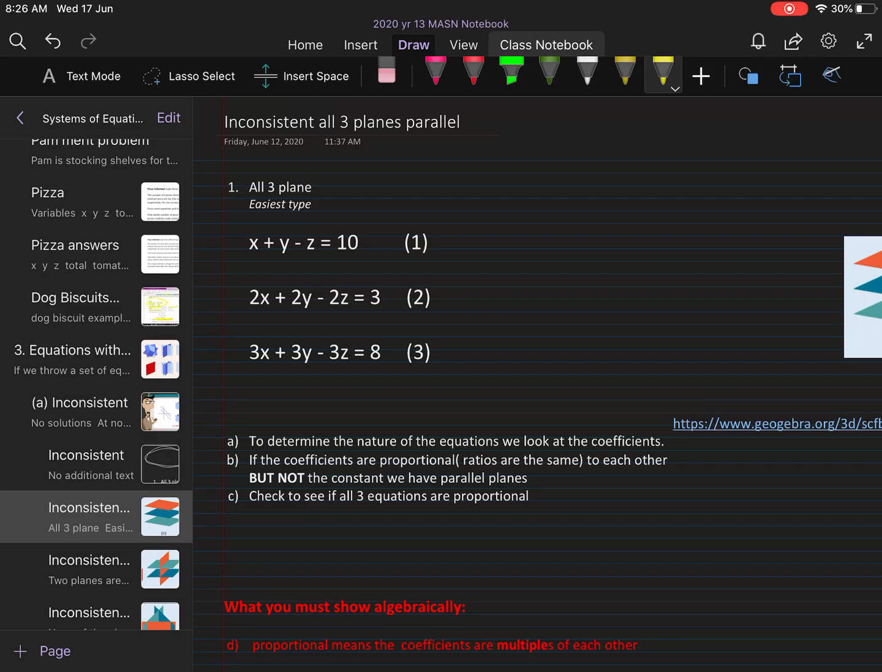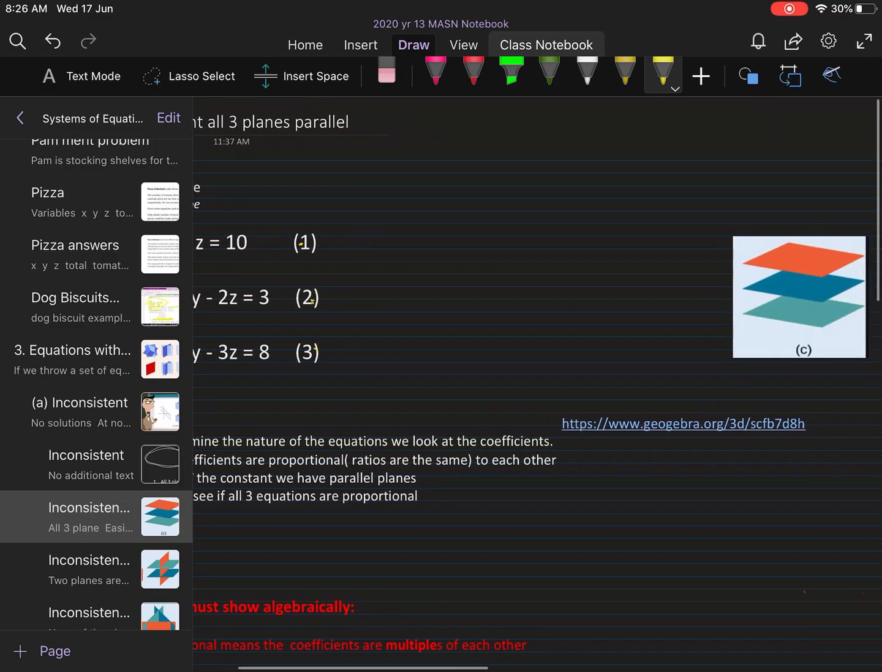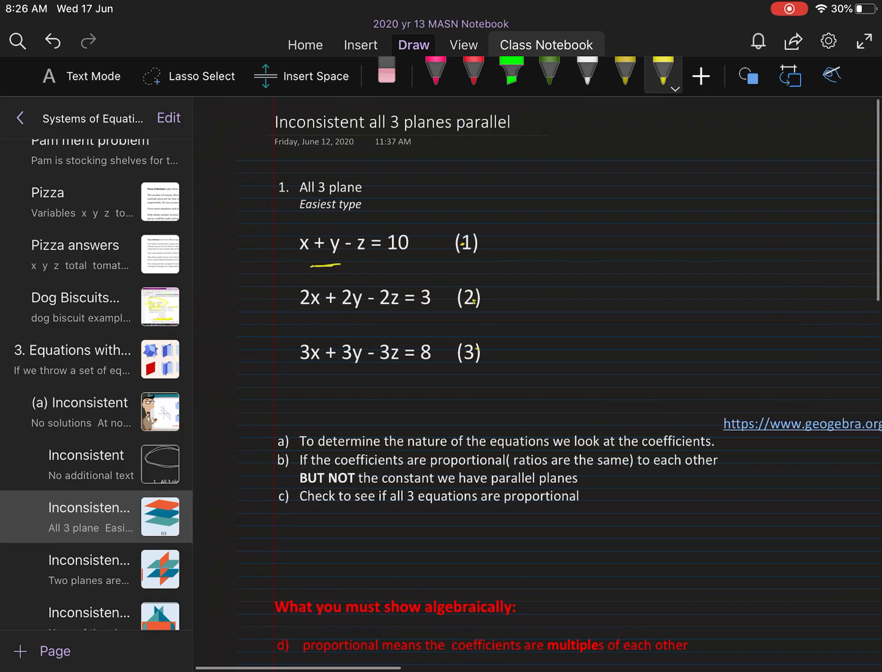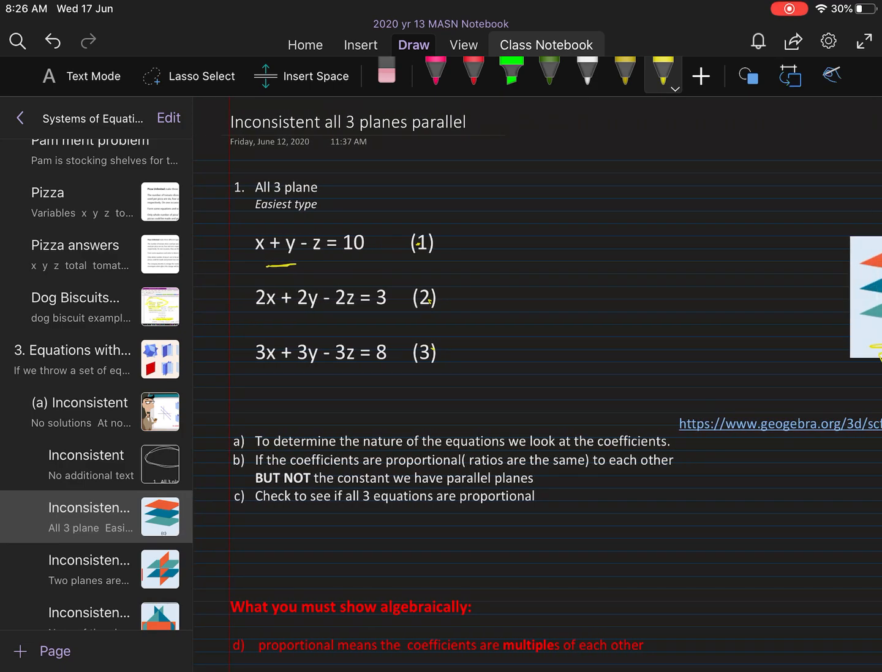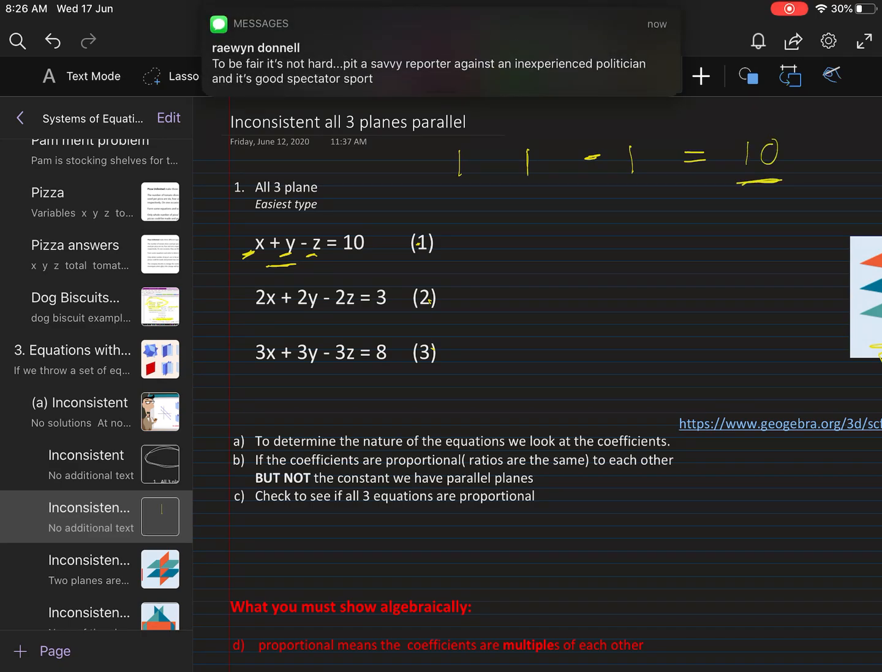When you see a system of equations, you should label them 1, 2, 3, and then determine what kind of situation you have. The first port of call would be to throw them into your graphing calculator and see if you get a solution. If you don't get a solution, then you have to determine what you have. This is what it would look like graphically, but let's play around with the numbers. In this first equation, the coefficient in front of the x is 1, in front of the y is 1, in front of the z is -1, and then we have our constant, 10.